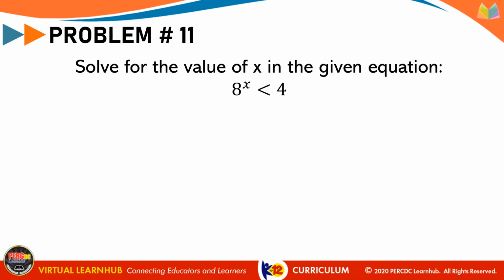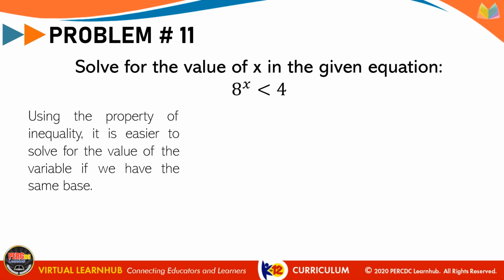Problem number 11. Solve for the value of x in the given equation. 8 raised to x is less than 4. So before we apply the property of inequality, we must first express the expressions in terms of the same base. So, let 8 be equal to 2 cubed and 4 be equal to 2 squared, giving us 2 cubed raised to x is less than 2 squared.